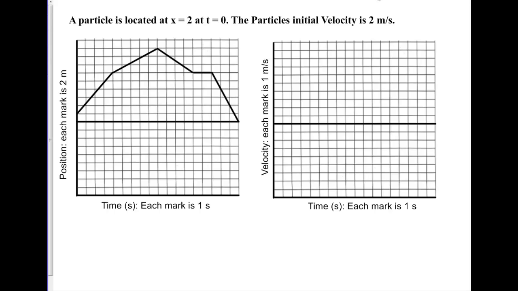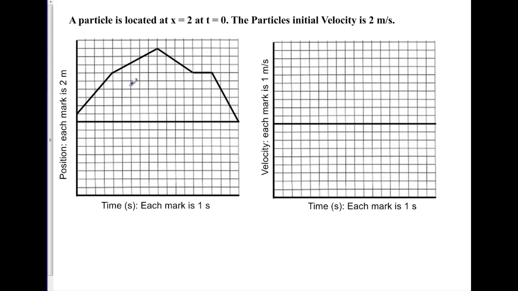This is Dr. Holt. This video is on where you have a position versus time graph and you want to draw a velocity versus time graph. Okay, so I want to talk a little bit about what to do here. In this case, you have a particle located at x equals 2 at time equals 0. The particle's initial velocity is 2 meters a second.